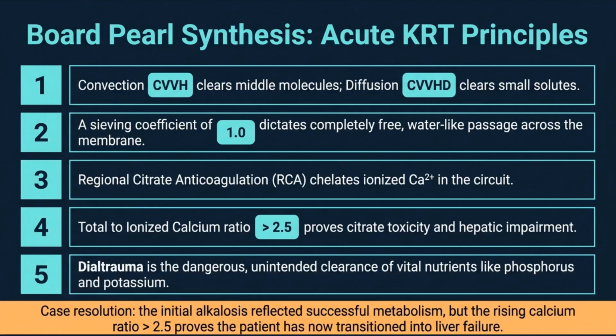Here are your board pearls. 1. CVVH utilizes convection to clear middle molecules, while CVVHD relies on diffusion for small solutes. 2. A sieving coefficient of 1.0 means completely free passage across the membrane. 3. Regional citrate anticoagulation works by chelating ionized calcium in the circuit. 4. A total to ionized calcium ratio over 2.5 indicates citrate accumulation and hepatic impairment. 5. Dial trauma refers to the dangerous, unintended clearance of vital nutrients like phosphorus and potassium.